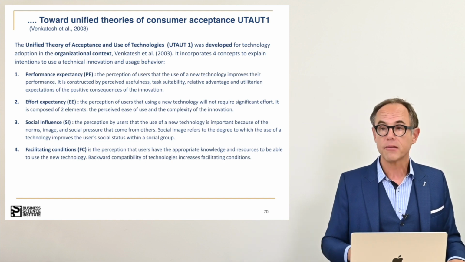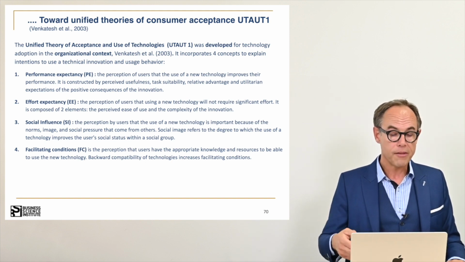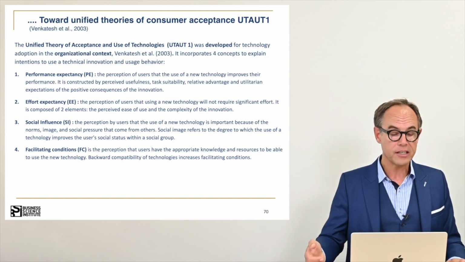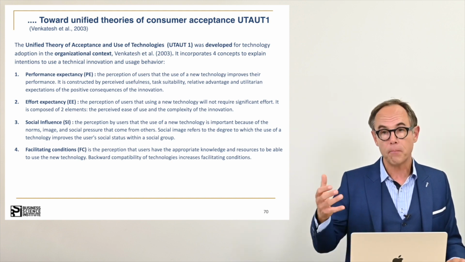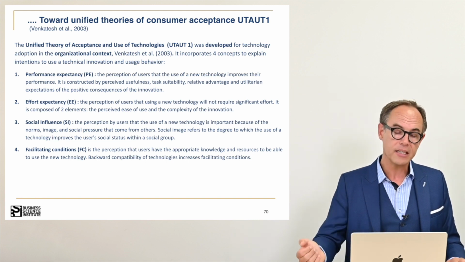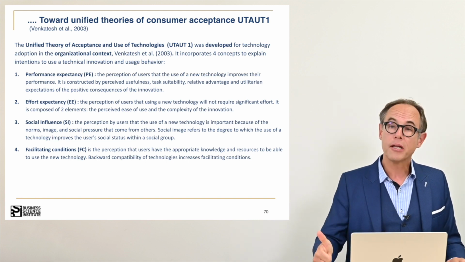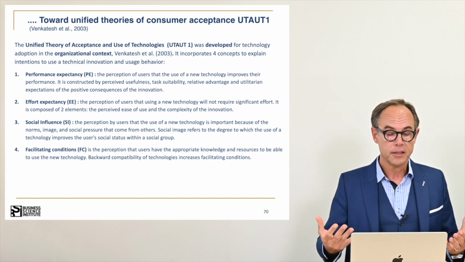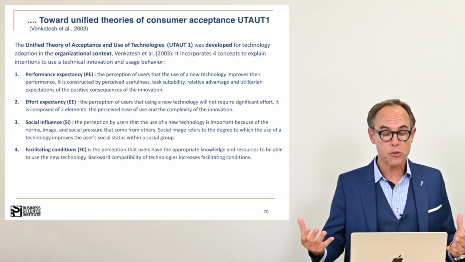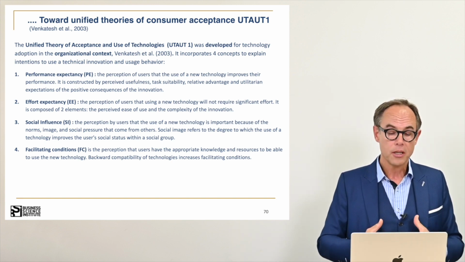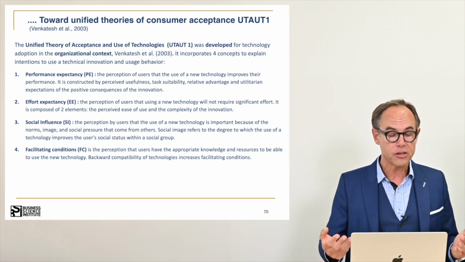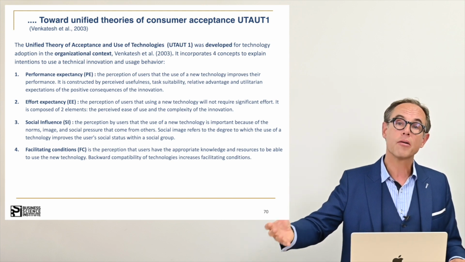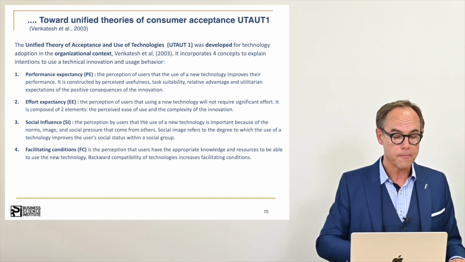There's the effort expectancy, which is close to ease of use. The perception of users that using a new technology will not require significant effort. So ease of use and complexity of the innovation are taken into account. There's social influence, because we know that technologies are adopted also due to social pressure, which is the social image that refers to the degree to which the use of a technology improves the user's social status within a social group. So we know that social influences also influence technology adoption.